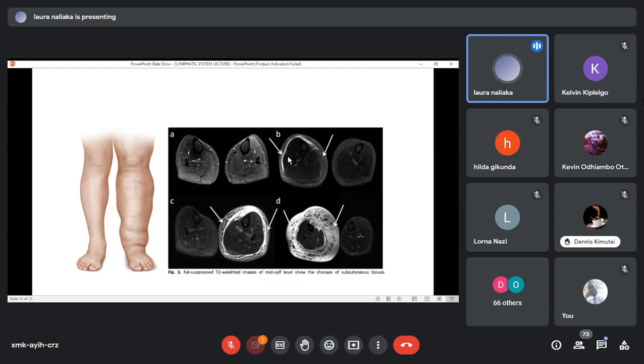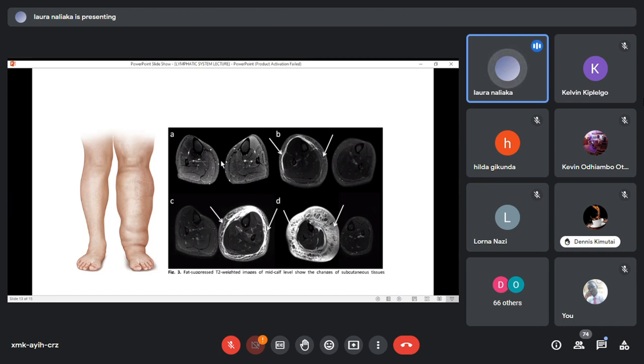MRI is good for preoperative assessment, so that you can map where the obstruction is and send the patient for surgery. So this is how lymphedema looks. You can confuse this with cellulitis, but there are clinical features that are very different. Cellulitis or DVT. Please don't confuse that, based on your clinical findings.